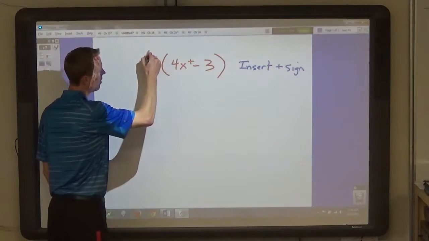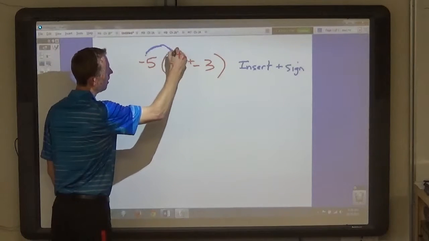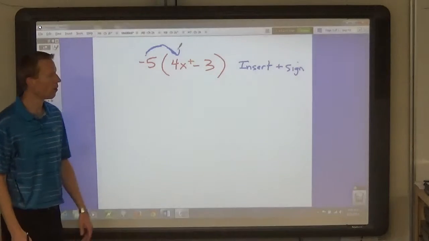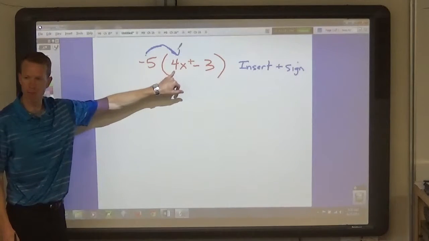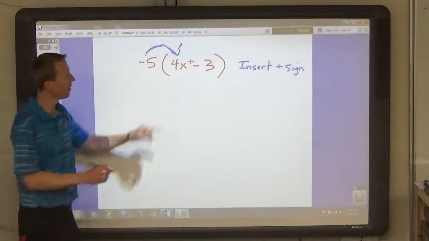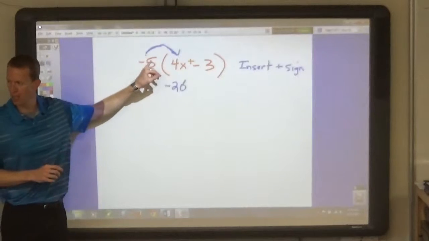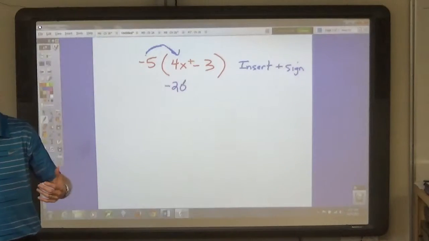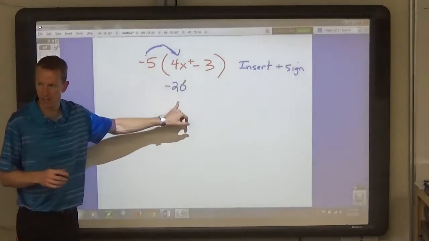Then, multiply negative 5 times 4x. To do this, you multiply the negative 5 and the 4. And instead of just writing negative 20, right? Negative 5 times 4 is what? Negative 20. Negative 5 times 4 is negative 20.